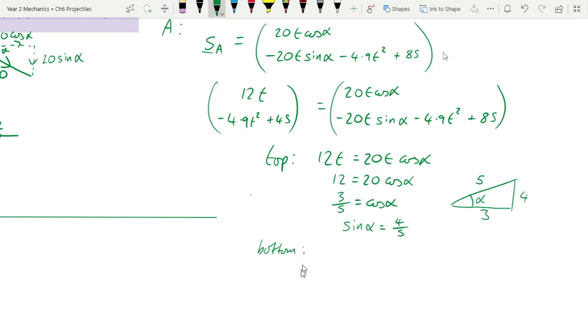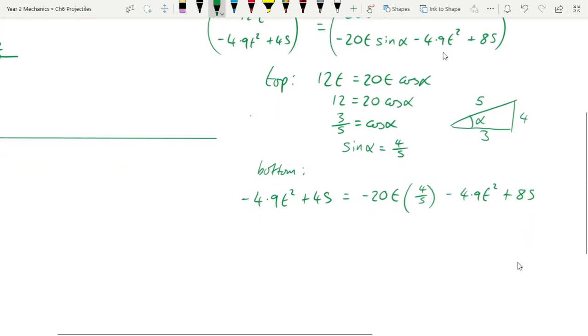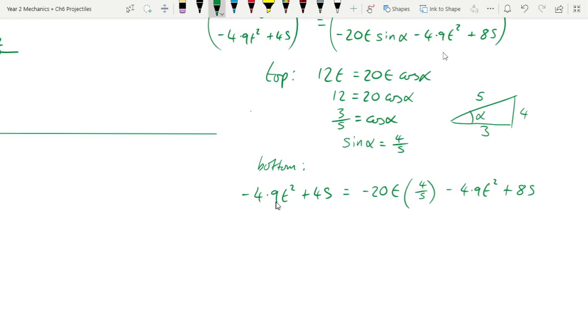So let's look at the bottom equations now. So I've got minus 4.9 t squared plus 45 equals minus 20t, and now instead of sine alpha, I can write 4/5, minus 4.9 t squared plus 85. And this is an equation just in terms of t, so I hope I can solve it. First thing I can do is get rid of the minus 4.9 t squared on both sides. So I get 45 equals minus 20t times 4/5 plus 85. And then I can solve that from there really, and I get t equals 2.5 seconds.